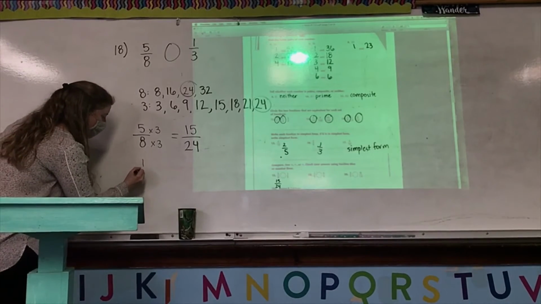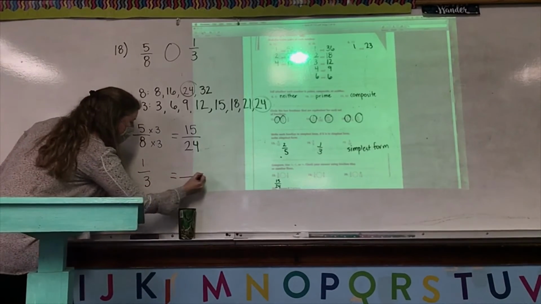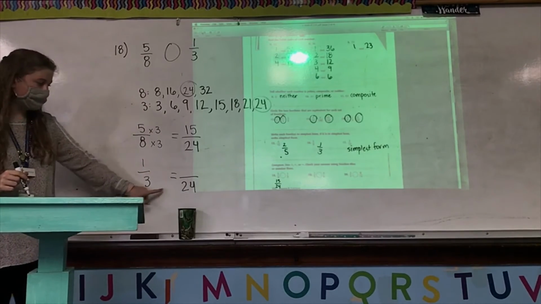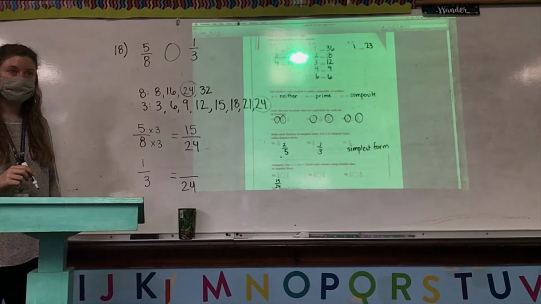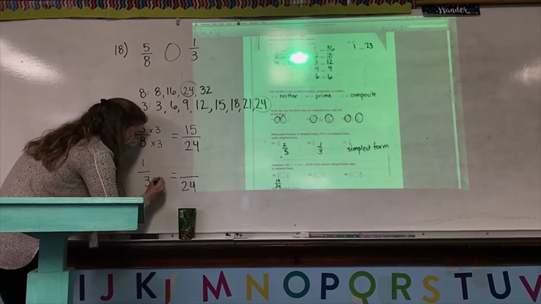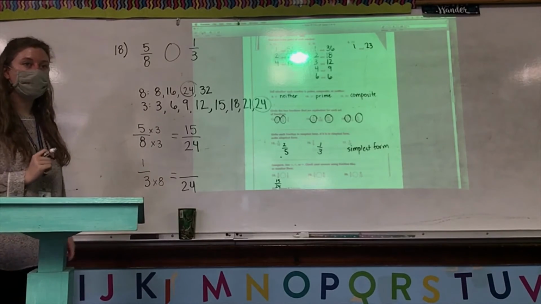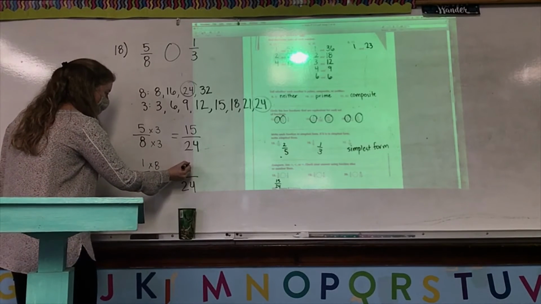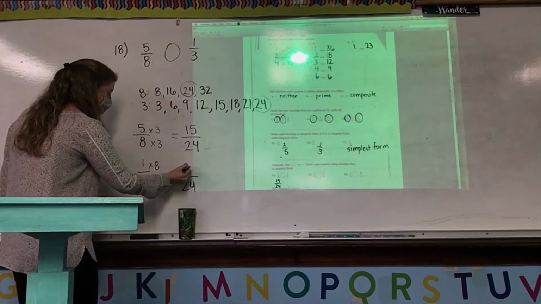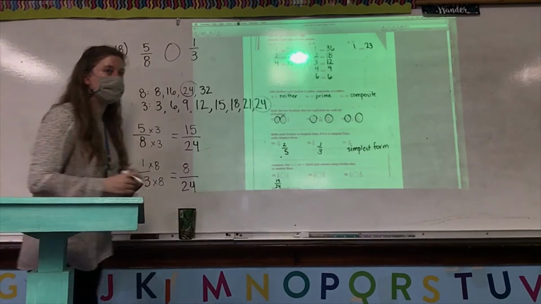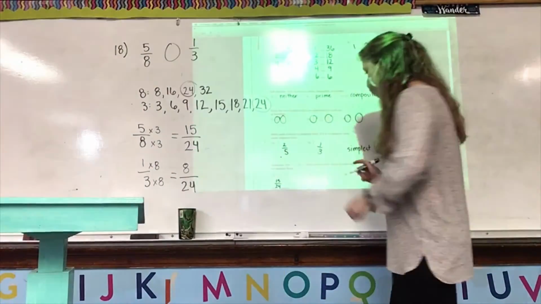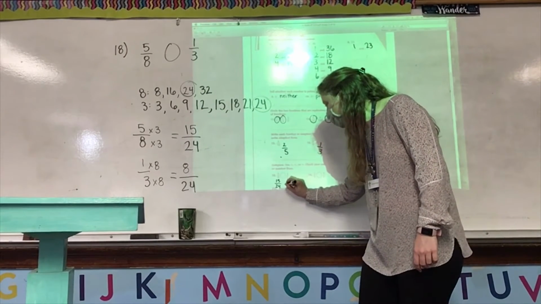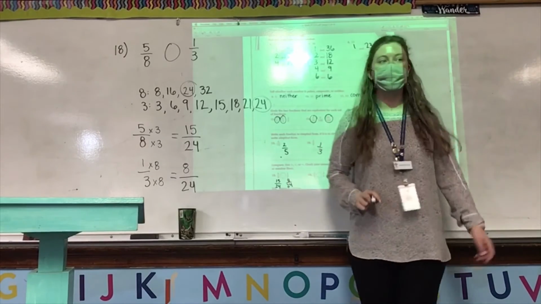I start with 1/3, and I know it needs to equal a fraction with a denominator of 24. Well, what did I do to 3 to get 24? You multiply by 8. I multiplied by 8. Do I do something different to the numerator? Never. 1 times 8 is 8. So that means 1/3 is equivalent to 8/24. So underneath 1/3, I'm going to write the equivalent fraction, 8/24.